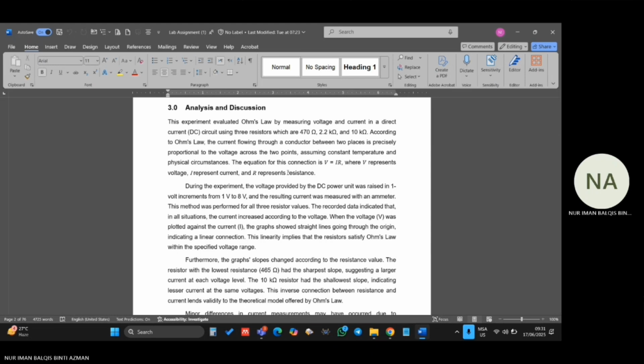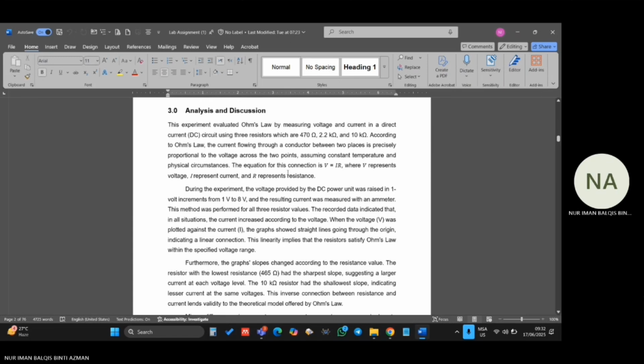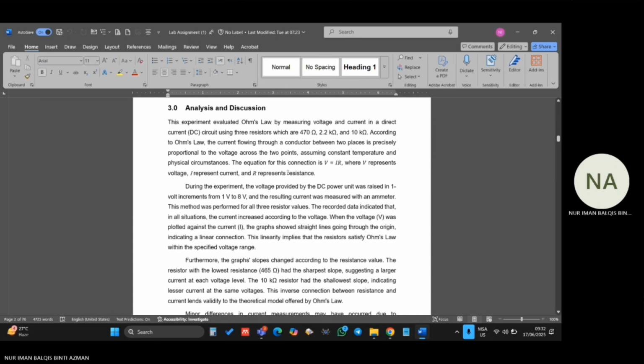The 465 ohms resistor had the steeper slope, meaning it allowed more current at each voltage level. Meanwhile, the 10K ohms resistor had the shallower slope, letting less current pass through. This matches the theory: as resistance increases, current decreases for the same voltage.